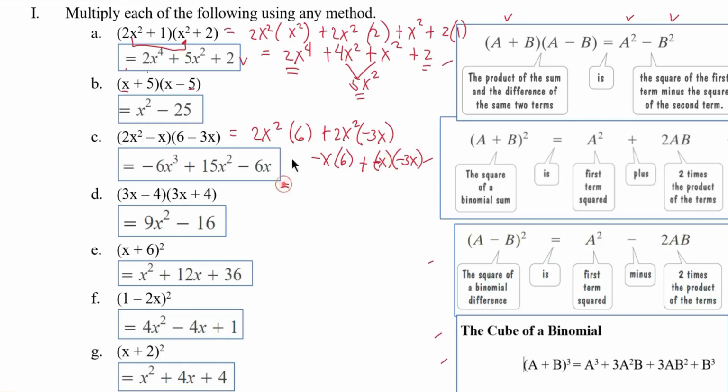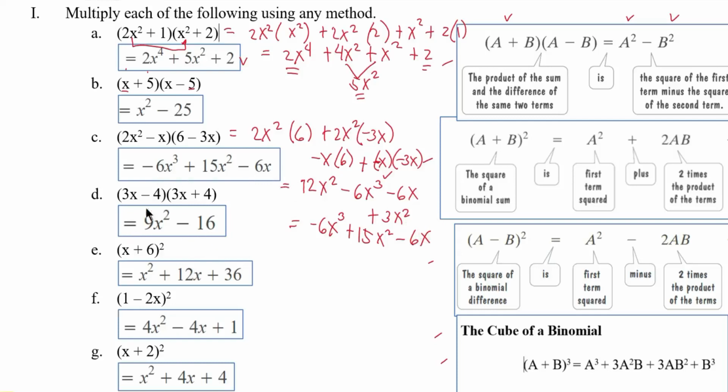Equal to, simplifying this one, 12x squared, then minus 6x cubed. This one is negative 6x, then positive 3x squared. Combining like terms, again we start with the highest exponent. So negative 6x cubed. Then 12 plus 3 is 15, x squared. Then last is negative 6x.